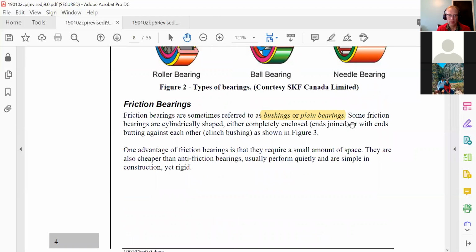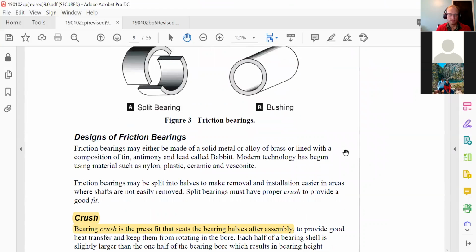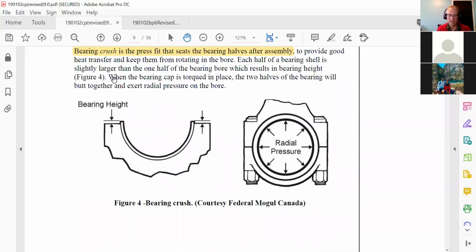So bushings are plain bearings. They're designed typically for a very special circumstance. And where is this a picture of? This looks like a picture of a connecting rod here.